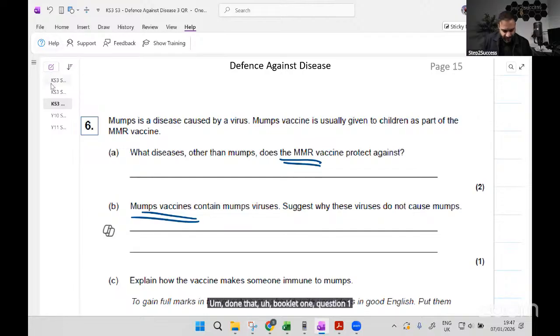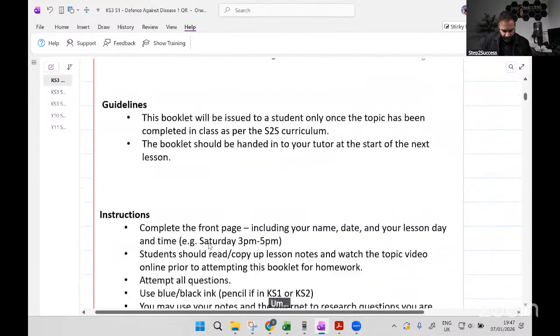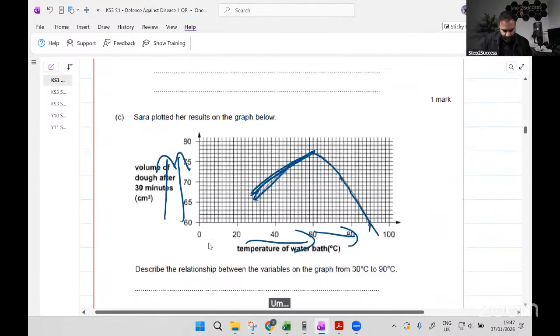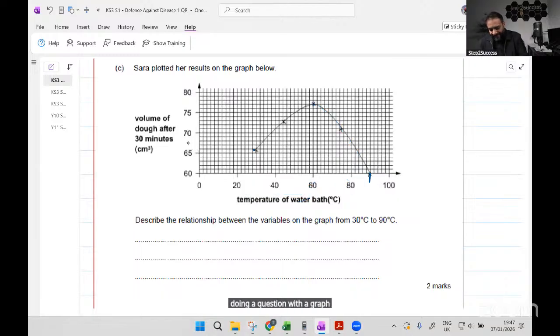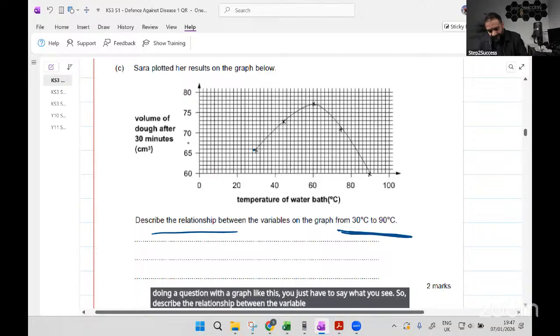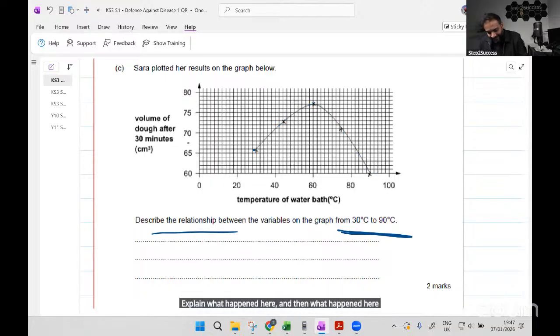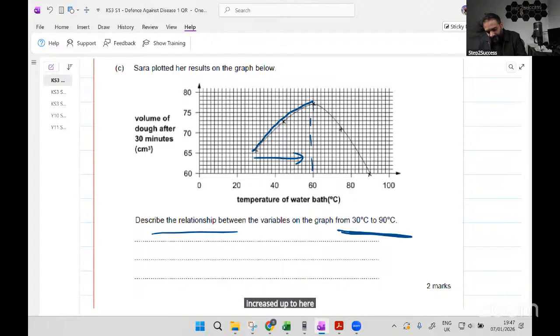Booklet 1, question 1C. Did I do that one? Yeah, so I explained here that when you are doing a question with a graph like this, you just have to say what you see. So describe the relationship between the variable from 30 to 90. That means explain what happened here and then what happened here. So say that as the temperature increased, the volume of dough increased up to here, 60. After 60, the volume decreased.